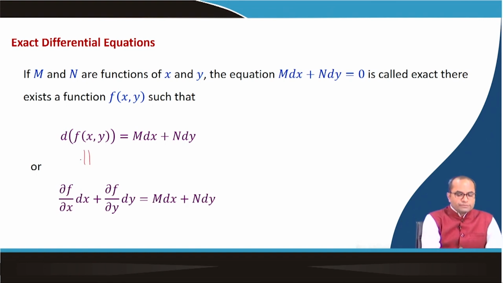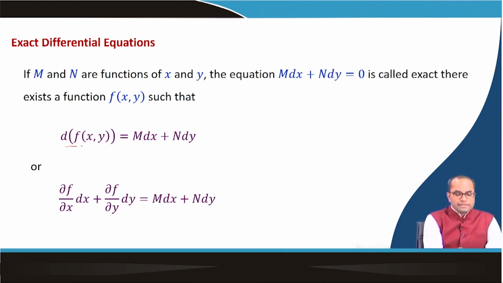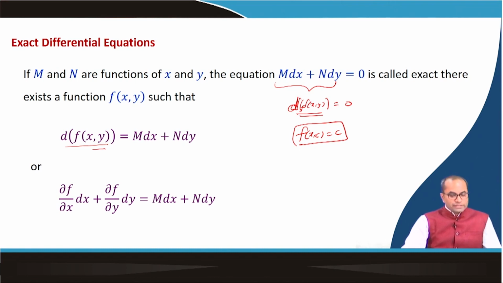The meaning is that df is basically the partial derivative with respect to x times dx plus the partial derivative with respect to y times dy. This is the differential of f, and this must be equal to M dx plus N dy, because once we have df(x,y) equal to 0, then we can easily find the solution of the given differential equation. So, the whole idea is how to find this f(x,y), because once we have df(x,y) equal to 0, then we can simply integrate and we will get f(x,y) equal to c as the solution of the given differential equation.